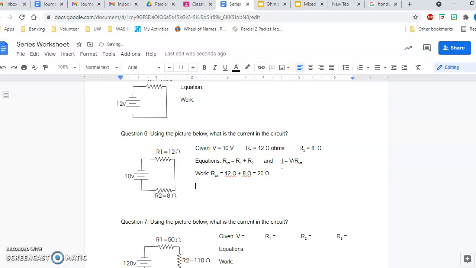The next thing we're going to do is our Ohm's law, like we always have. V divided by, oh, sorry, we'll type in our number. So we're going to use this equation.